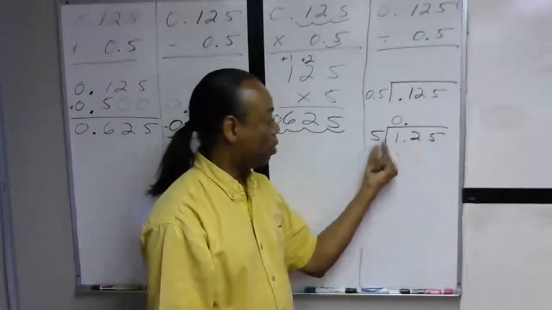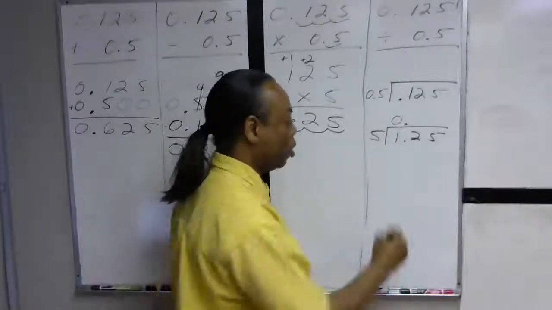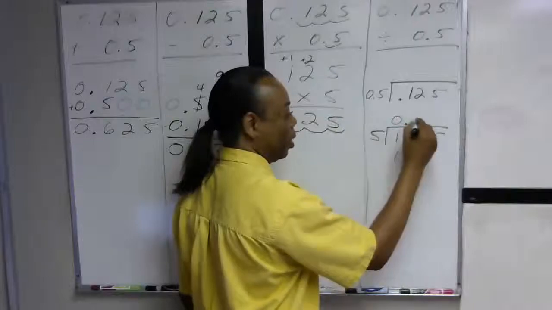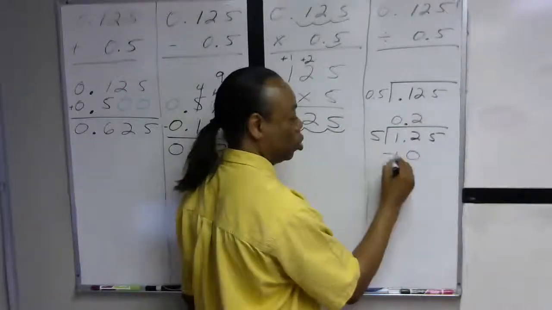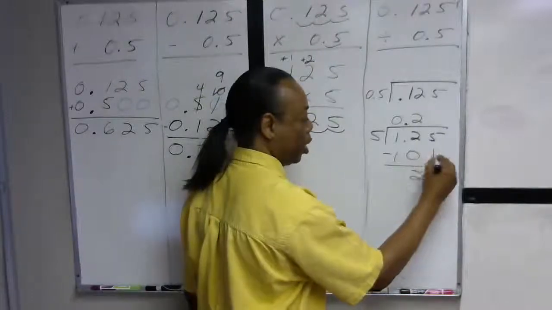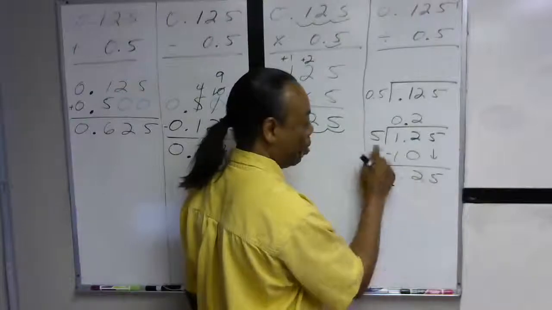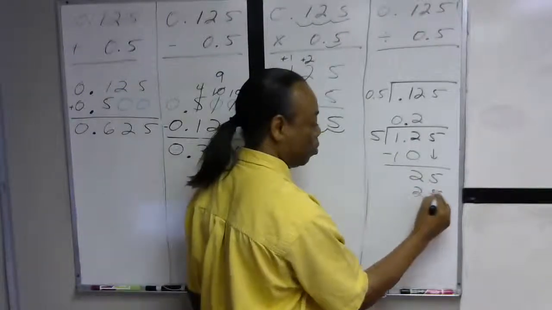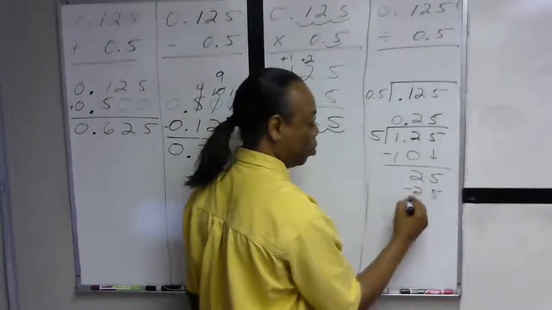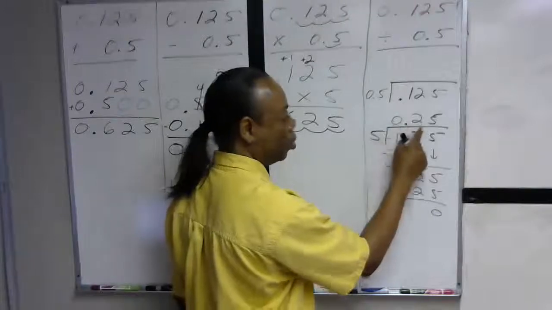Well, the closest we can get in the 5 times tables to 12 is the number 10. Okay. And we have to multiply 5 by 2 to get 10. Subtract. Now we have 2. Bring down our 5. The closest we can get to 25 in the 5 times tables is 25. The multiplier for 25 is 5. Subtract those, and there's no remainder. So our answer is 0.25.